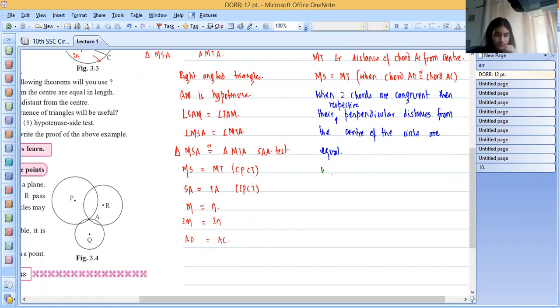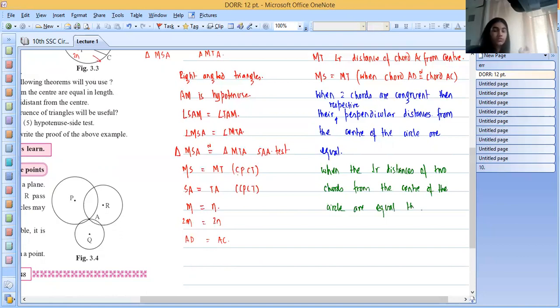When the perpendicular distances of two chords from the center of the circle are equal, then the two chords are congruent. Excellent. Then the two chords are congruent.